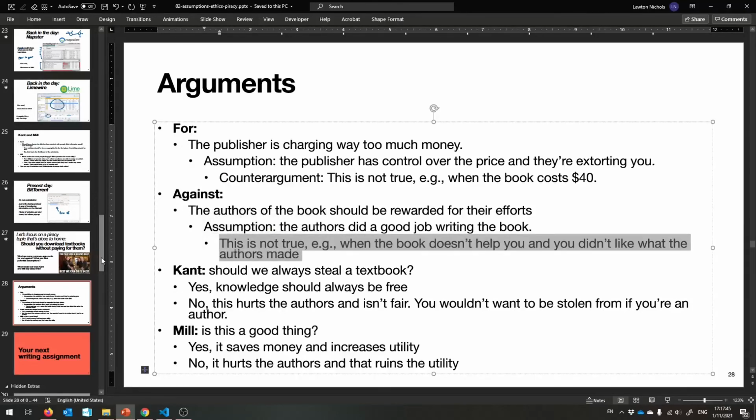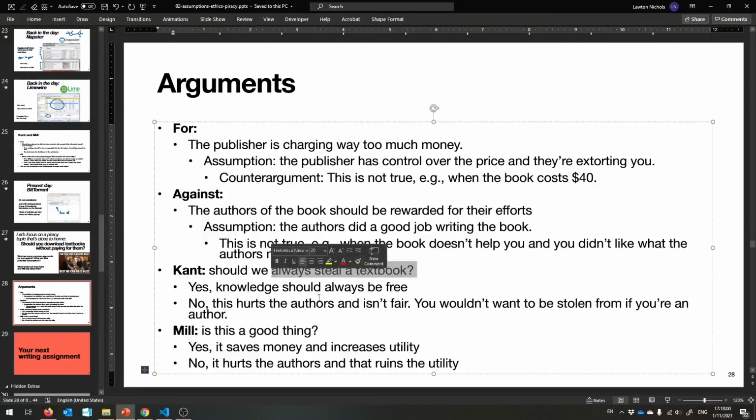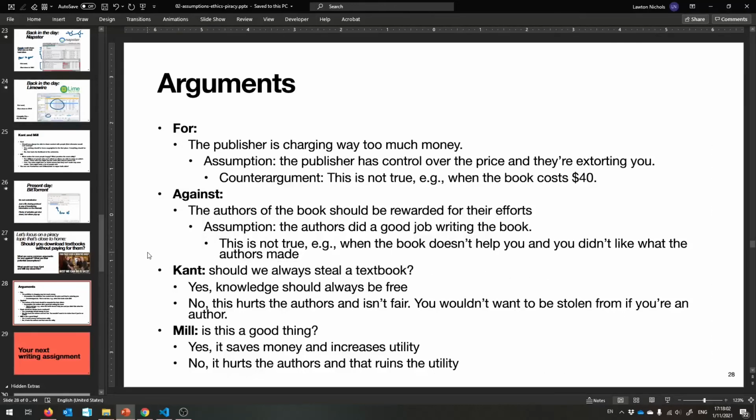So you can go back and forth. This is how debates work. This is how philosophy works. There is no right answer. You have to decide yourself and, I guess, convince other people. So, all right, let's talk about Kant and Mill now. What would they think about this? Kant would ask something like, should we always steal a textbook? There's the word. Can't forget about it, always. And then Mill would ask, is this a good thing? All right, let's start with Kant.